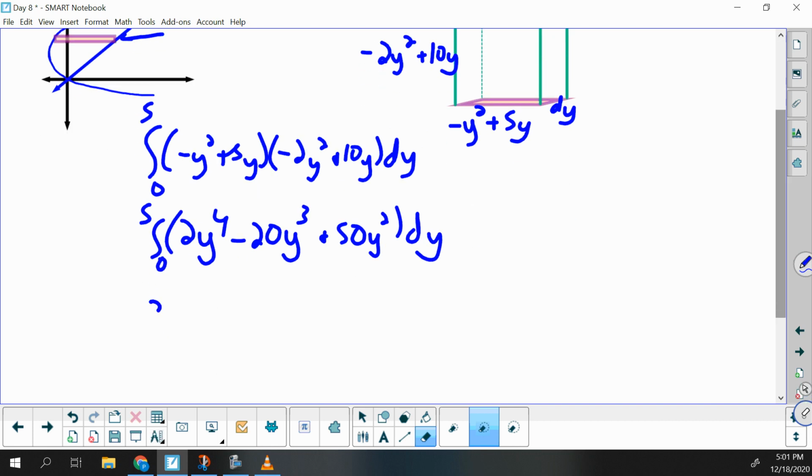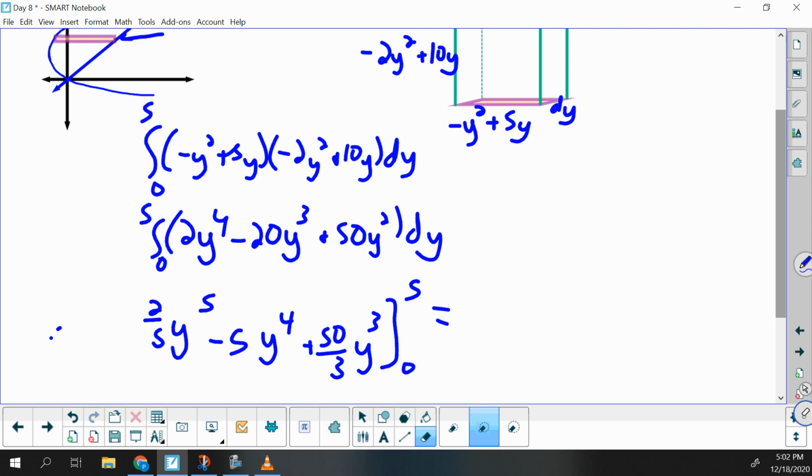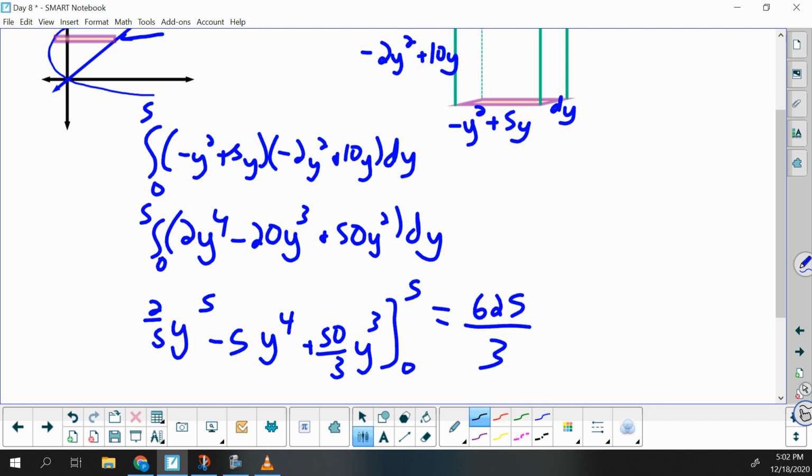Do your antiderivative. We're going to have 2/5 y to the fifth. New exponent is y to the fourth. Divide out front by 4, so we'll have negative 5y to the fourth plus 50 thirds y cubed. And we're evaluating from 0 to 5. And from there, we could put it in our calculator. We get 625 over 3. Now, remember, if it gives you a decimal and you want it as the exact value, you can go to menu number, approximate fraction. Or remember, the AP rounding standard is out to 3 places.